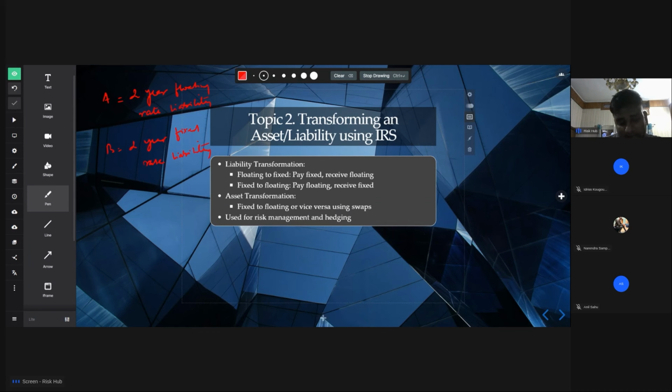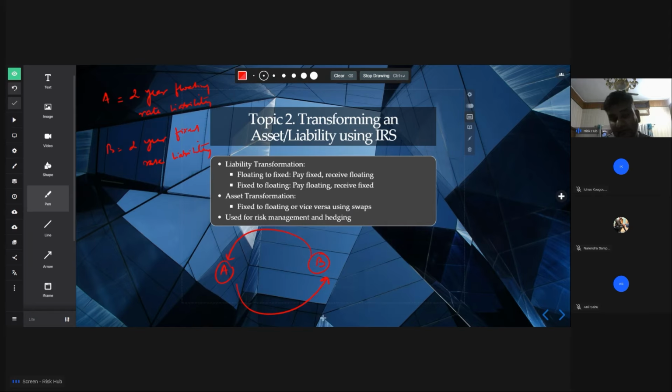Now, both parties have different liabilities. After they enter into the swap agreement, the interest rate exposure from their liabilities has completely changed, because they have entered into an agreement with one another. A's liability, which was floating earlier, has become a fixed rate liability. B's liability, which was a fixed rate liability, has become a floating rate liability. So exactly opposite. If you are going floating to fixed, you pay fixed and receive floating. If you are going fixed to floating, you are paying floating and receiving fixed. So please understand that liability transformation will happen.